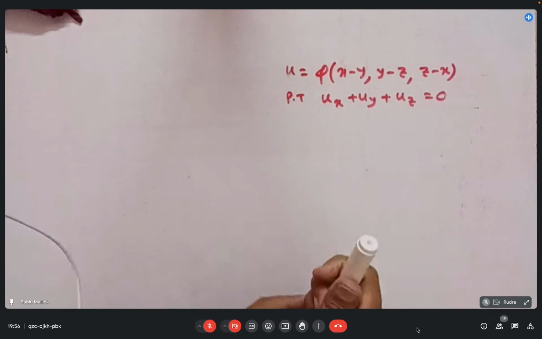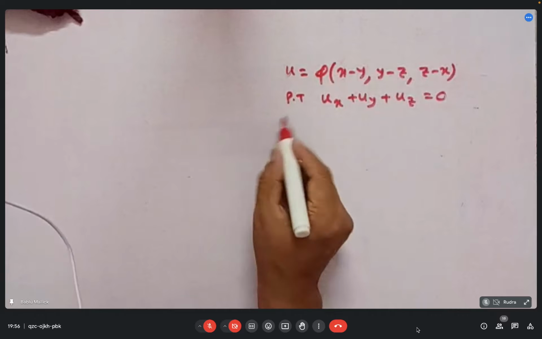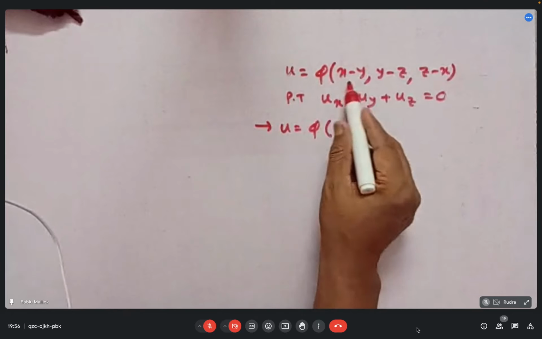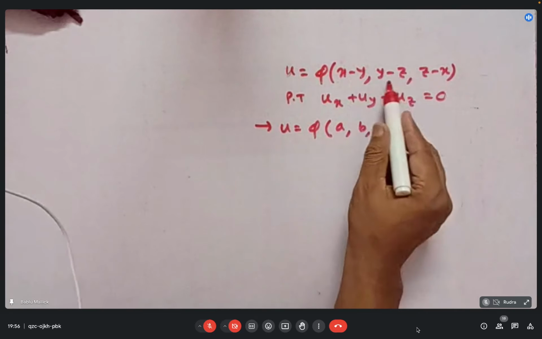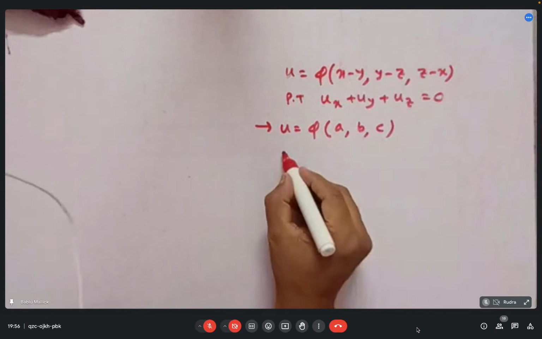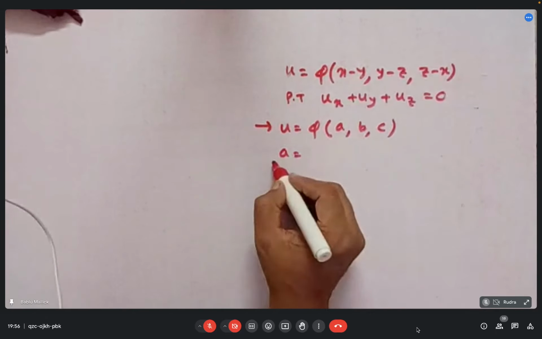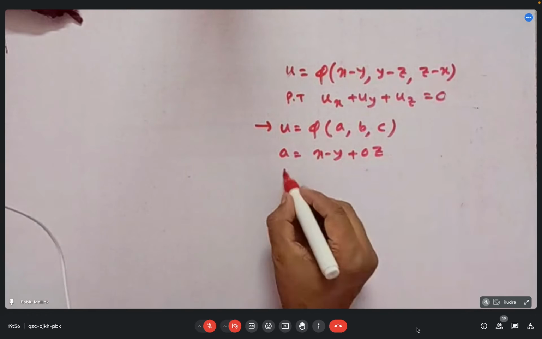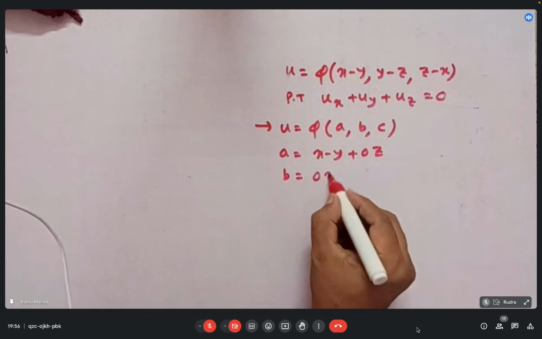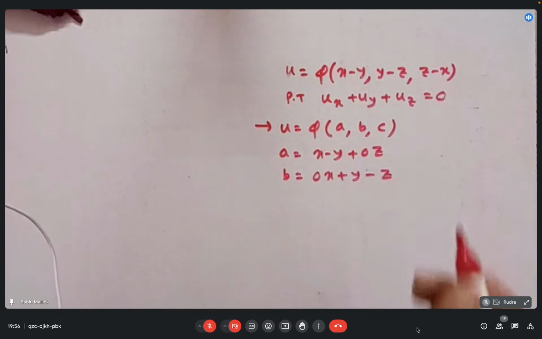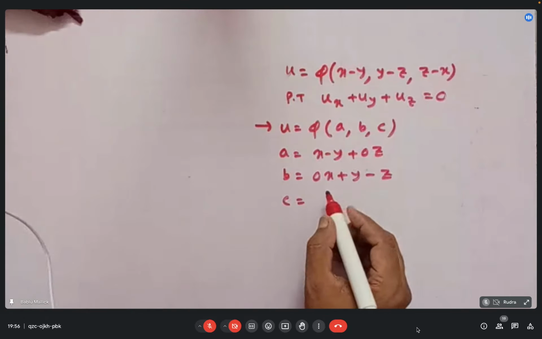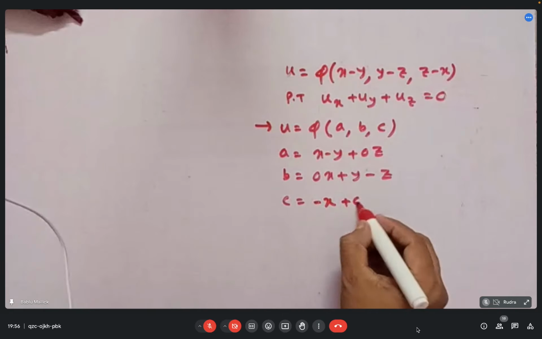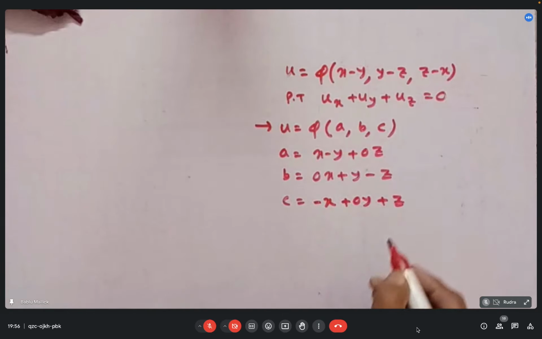We shall do it in this way. Solution: let u be a function of a, b, c, where I take a as the first, b as the second and c as the third. a is equal to x minus y plus 0z, b is equal to 0x plus y minus z, and c is equal to minus x plus 0y plus z.